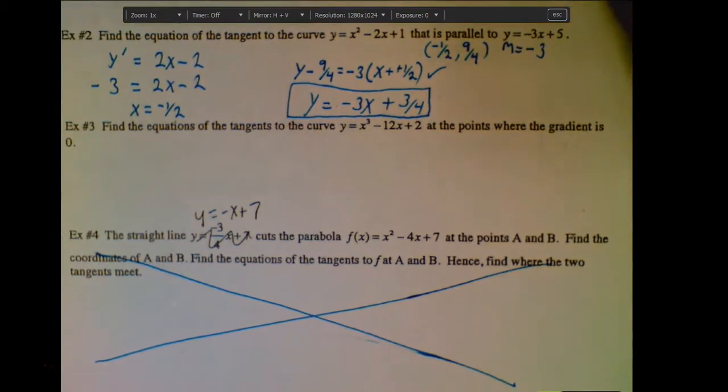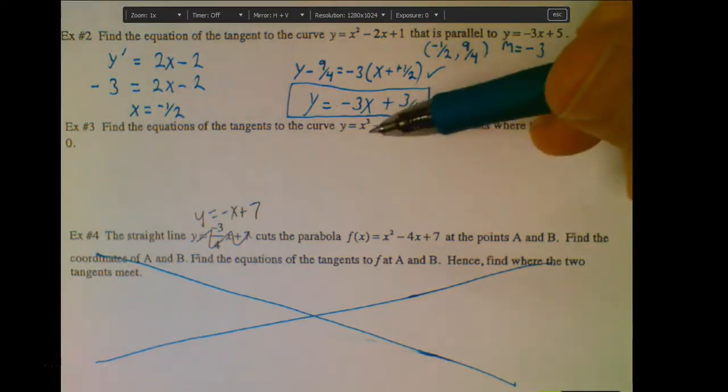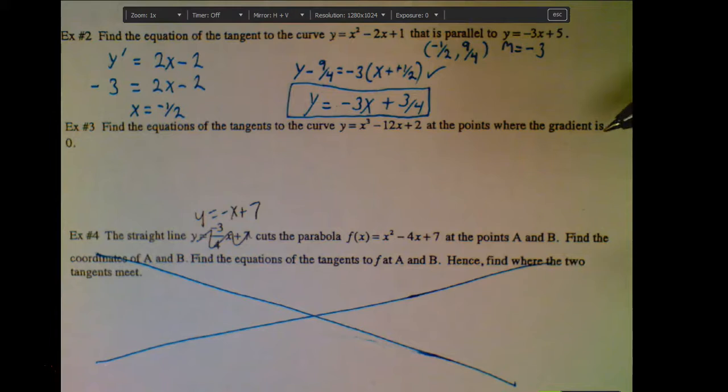Example 3, we got 2 more to go, so find the equations. So we got a couple here of tangents to the curve. There's our curve at the points where the gradient is 0. So remember, the other way they could word that is by saying something about horizontal tangent lines, because horizontal tangent lines also have a gradient of 0.